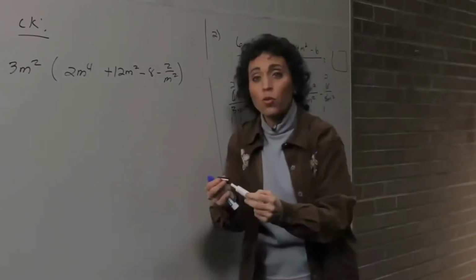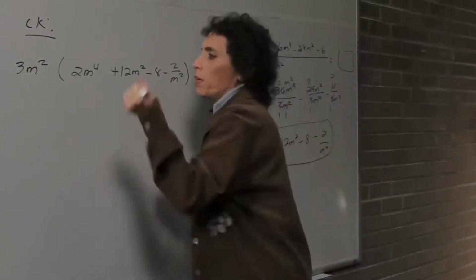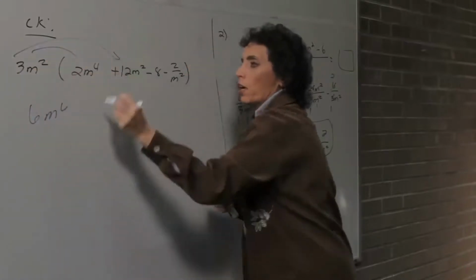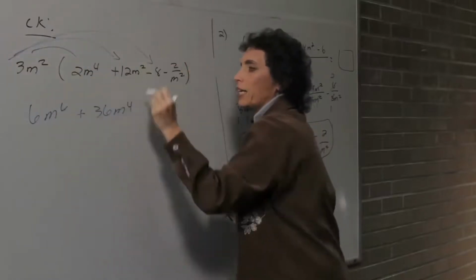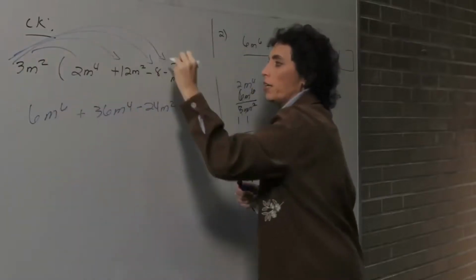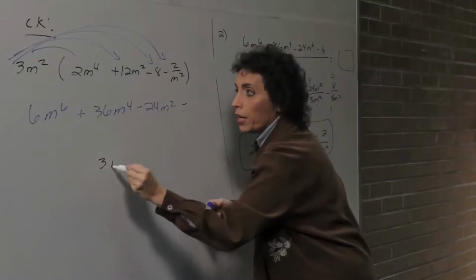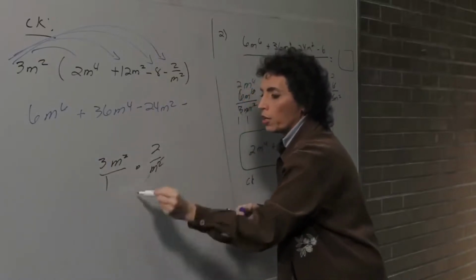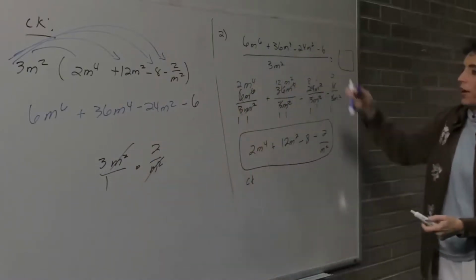Okay, here we go. Watch, this is going to be really cool. I love this one because it's a little harder. We're going to distribute. 3 times 2 is 6m to the 6th plus 36m to the 4th. Positive times a negative is a negative 24m squared. Now, here's what we're multiplying: 3m squared times 2 over m squared. Good night. We just get 6. And that's what we have there. So it checks out.